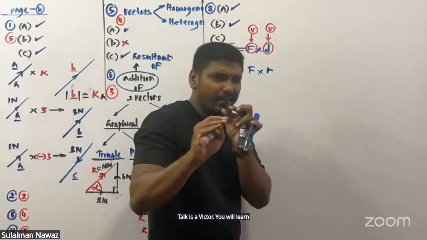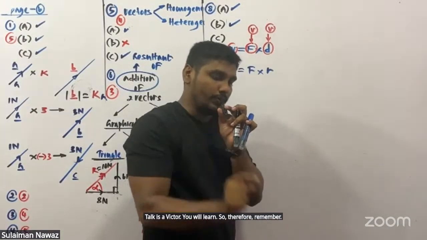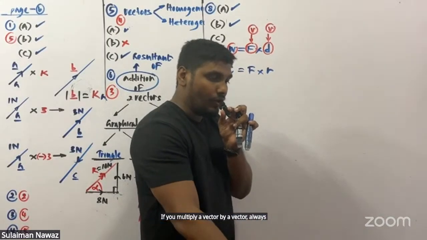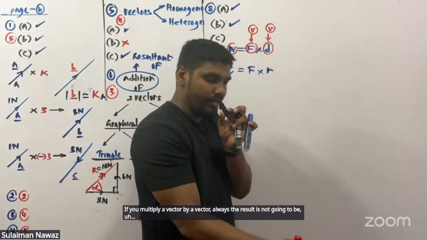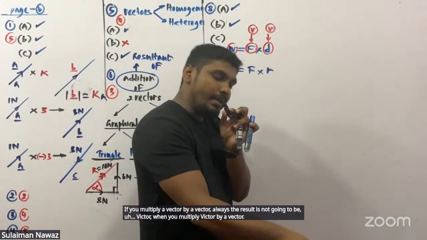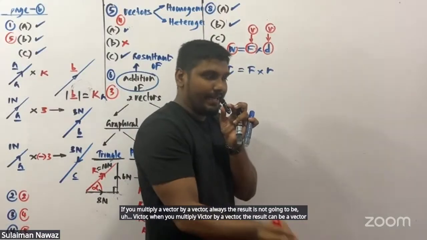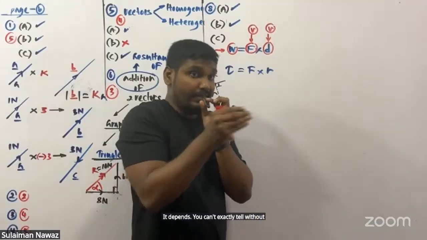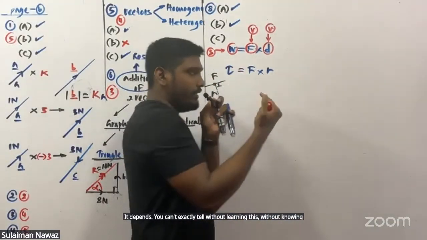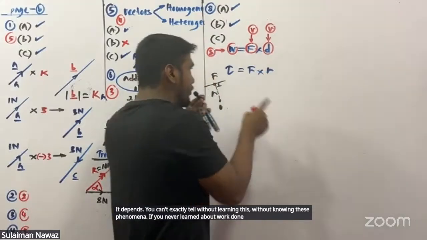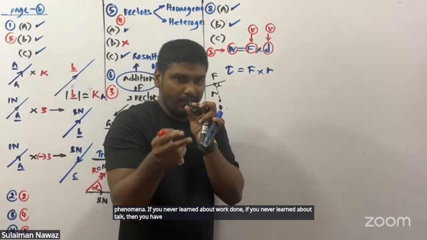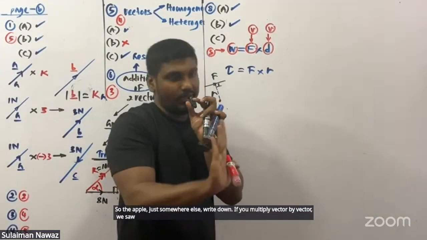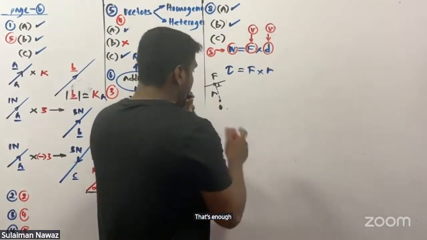So therefore, remember, somewhere else write in your notebook also. If you multiply a vector by a vector, the result is not always going to be a vector. When you multiply a vector by a vector, the result can be a vector, the result can be a scalar. It depends. You can't exactly tell without knowing these phenomena. If you never learned about work done, if you never learned about torque, then you have no idea. So therefore, just write down somewhere: if you multiply vector by vector, result can be a vector, result can be a scalar. That's enough. More than enough.